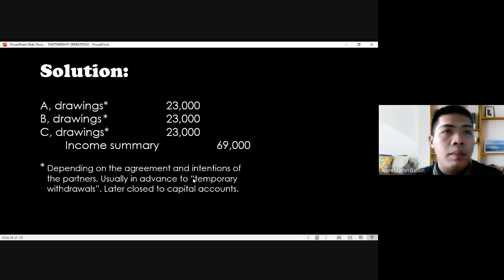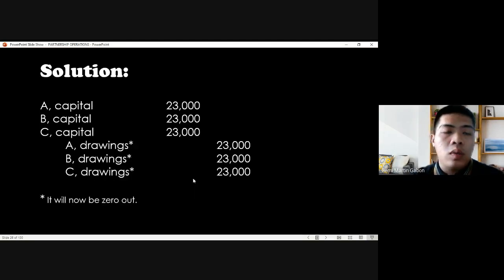This is also dependent on their agreement and intentions. Okay, so it could be temporary advances. So drawings are debited to drawings, and afterwards they can have it debited to the capital account. So the debit to drawings and later on credit to the drawing account will zero out the balance in the drawing account, thereby decreasing the capital accounts.